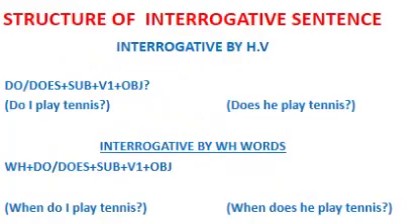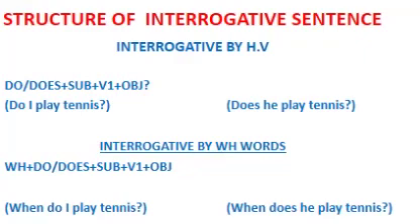So students, now we will learn about its third type, that is interrogative sentences. What do you mean by interrogative sentences? Interrogative sentences are the sentences in which we ask questions. We can make any sentence interrogative in two ways. The first is interrogative by helping verb and the second is interrogative by WH family words. First we will learn about interrogative by helping verb.